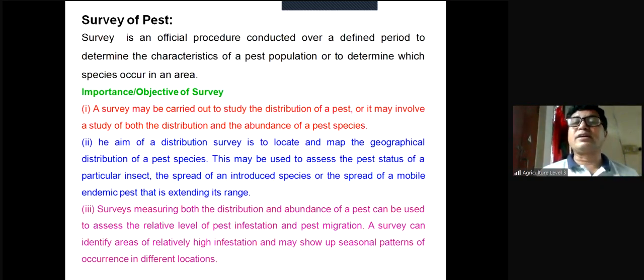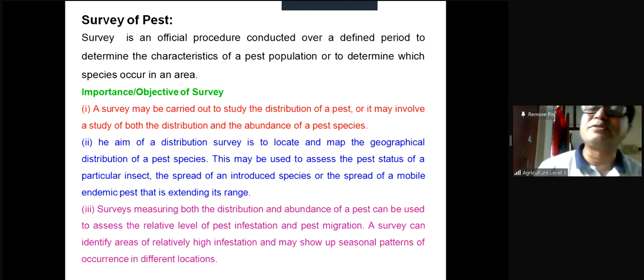Certain pest, if you target, say for example, rice bug, characteristics of the population means what about their adults, what about their nymphs, what about the eggs, and how they are fluctuating, etc. Or to determine which species occur in an area. It may be when it is more than one species. If you target more than one species, then how many species even? It may be a question.